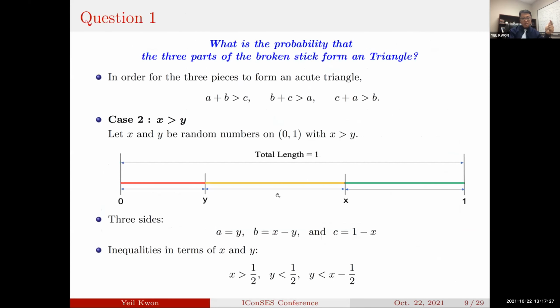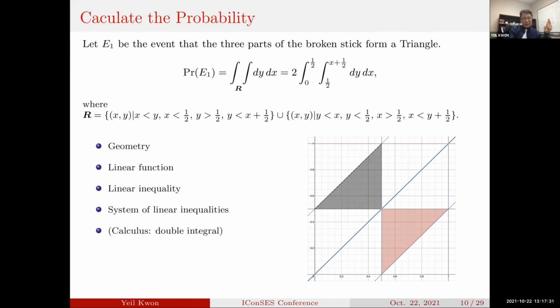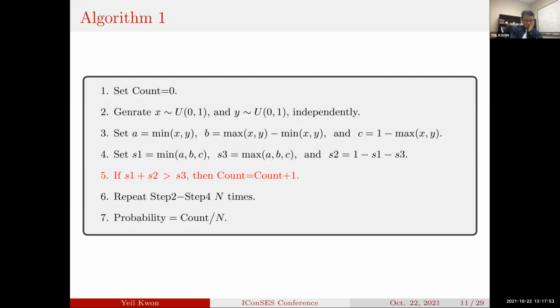So we can see the answer to this problem is just 1/4. If you have a random stick, the probability that we get a triangle using this broken stick is just 1/4. That is the theoretical solution.